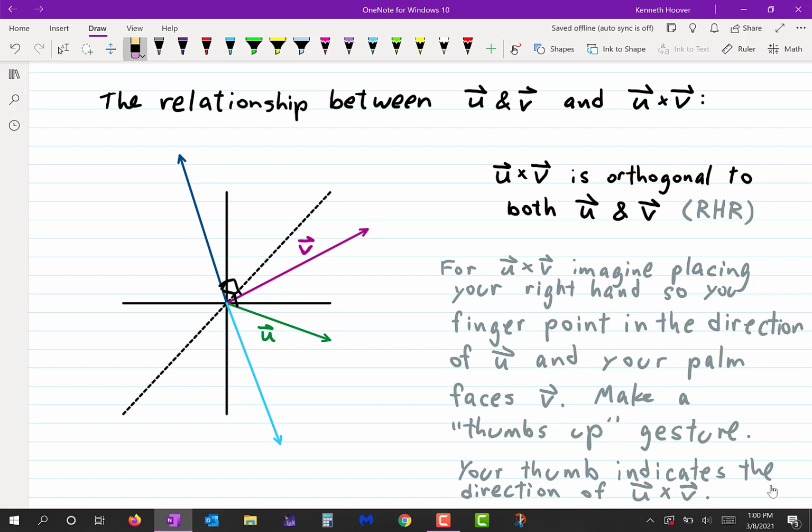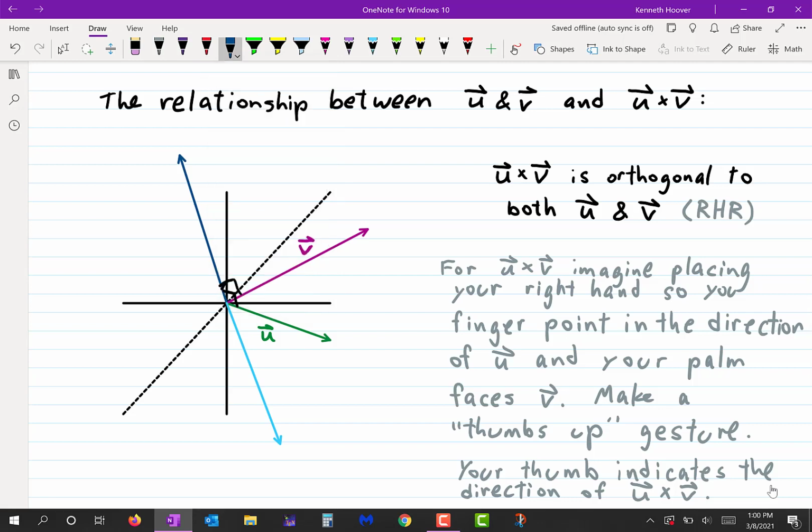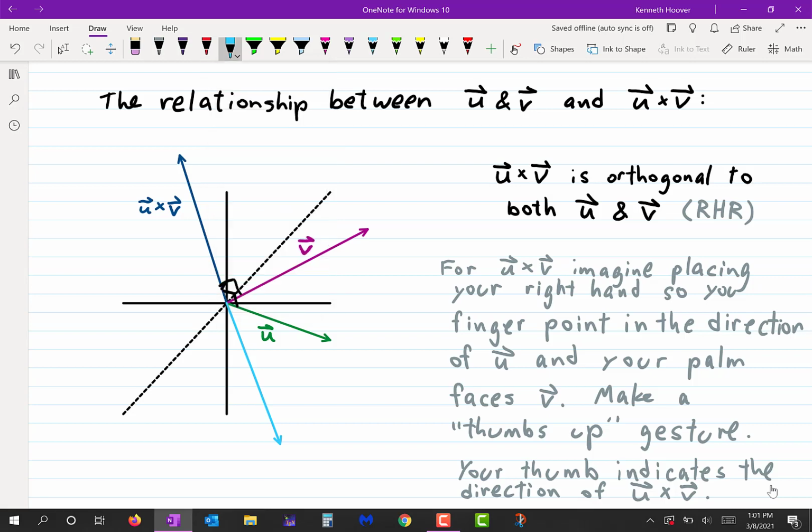Which one of those is u cross v? Just think about doing it right now with your hand, what I described. And which way is your thumb pointing? So this one up here would be u cross v. Okay? That other one, the light blue one, what vector do you think that one is? That would be the vector v cross u. Okay? That's the right-hand rule.